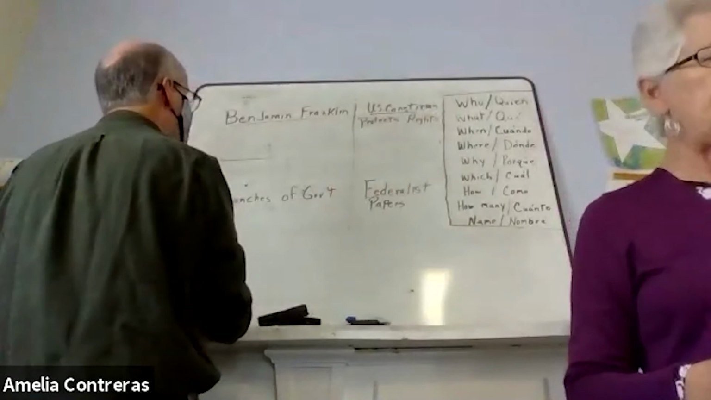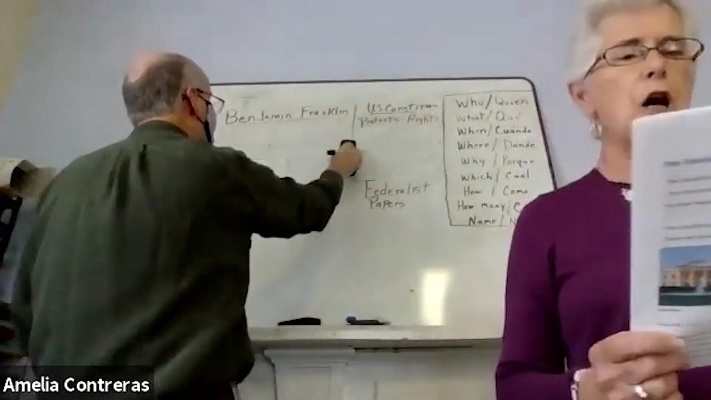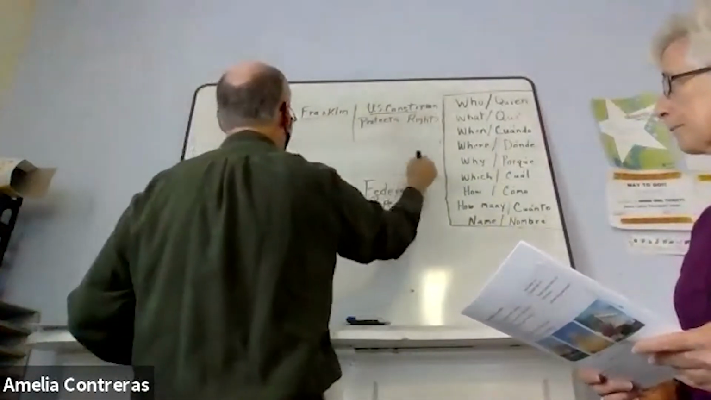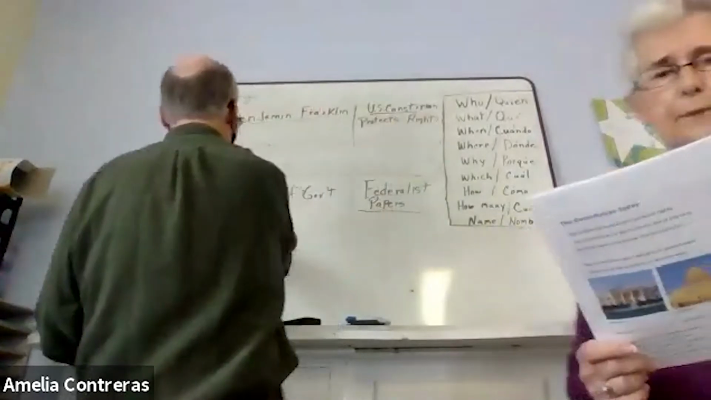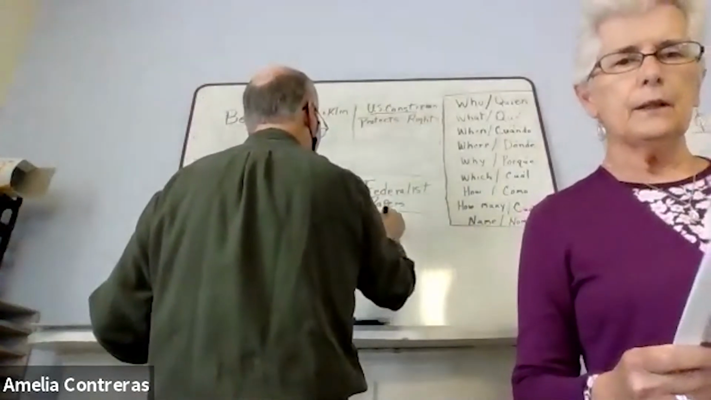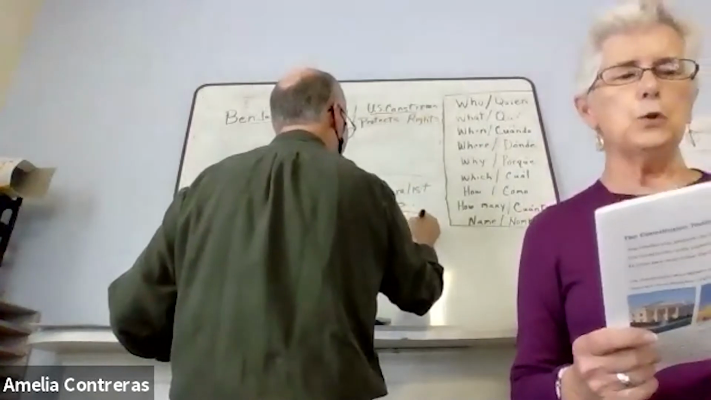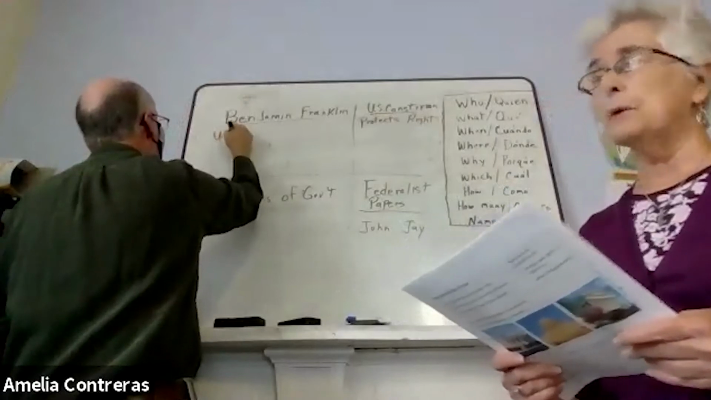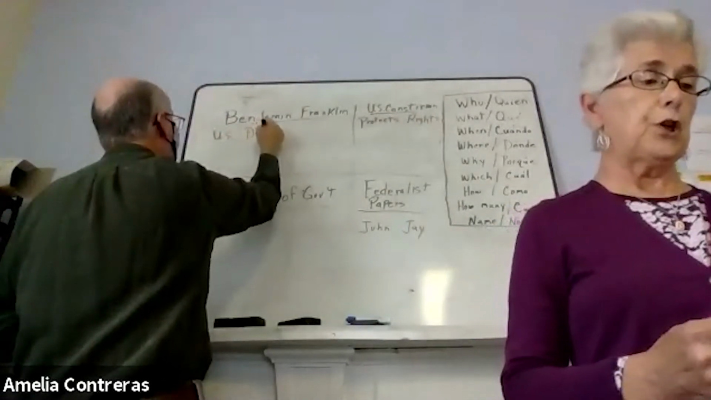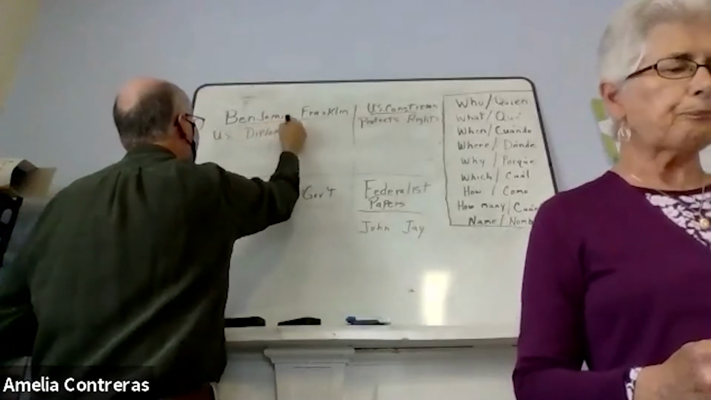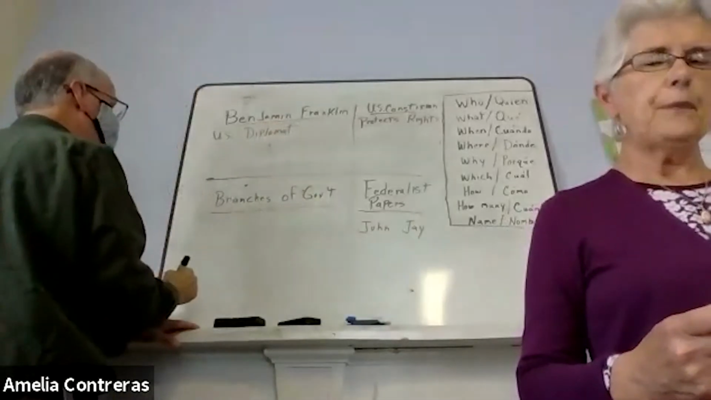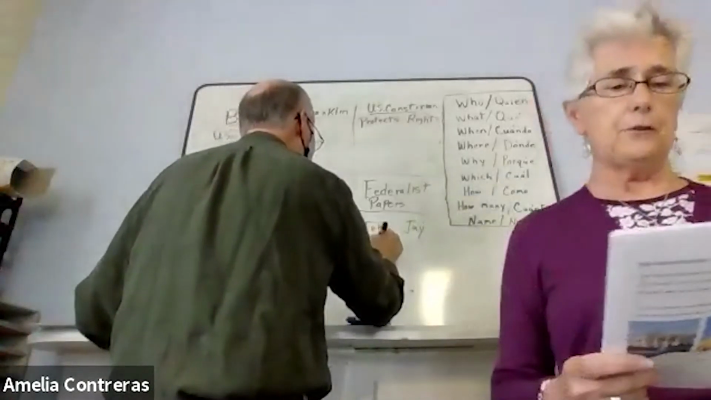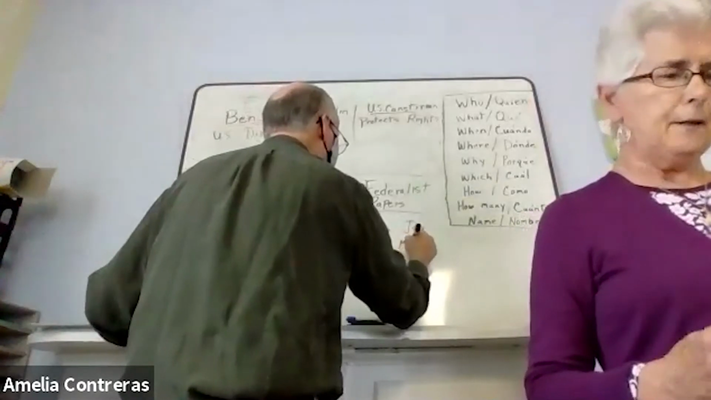Okay, and the next one is, we're going down, John Jay. John Jay was one of the writers of the Federalist Papers. Then we have U.S. diplomat. And that would be Benjamin Franklin. He was a diplomat who was sent to France during the Revolutionary War. Next column, James Madison, another writer of the Federalist Papers, James Madison.